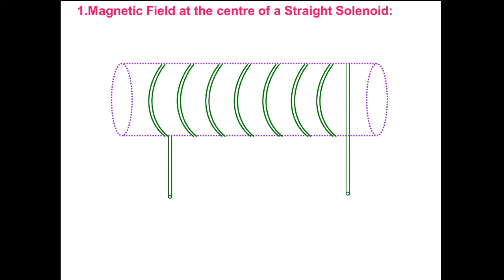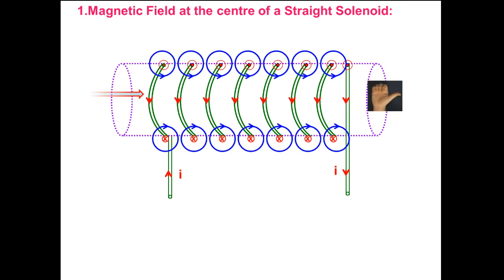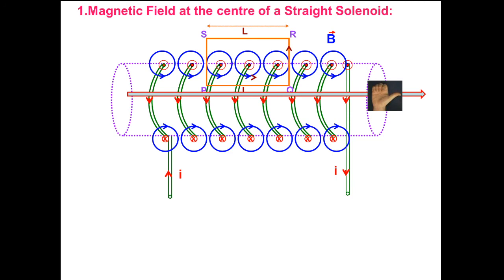Enameled wire is used for the windings so that the turns are insulated from each other. Let us see how the current passes. Then we can see the current going into the plane and coming out of the plane, which gives the direction of the magnetic field, and its direction can be given by the right hand thumb rule.